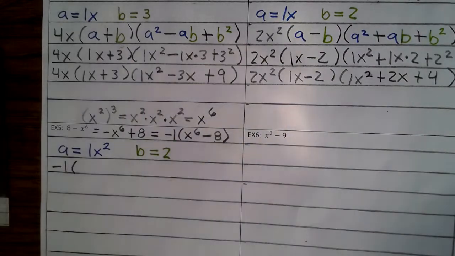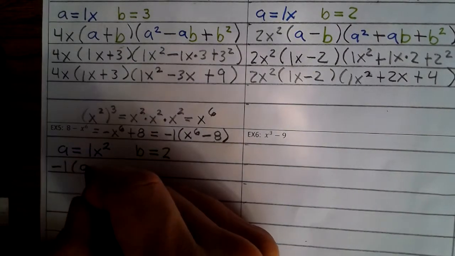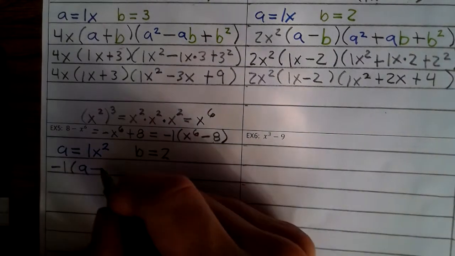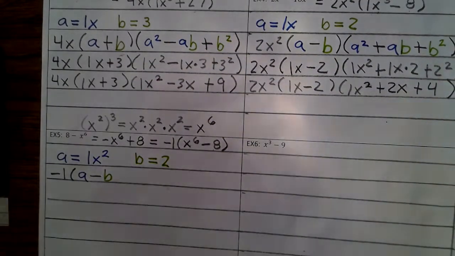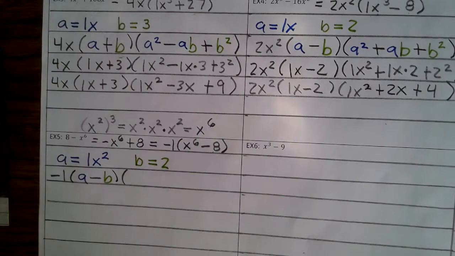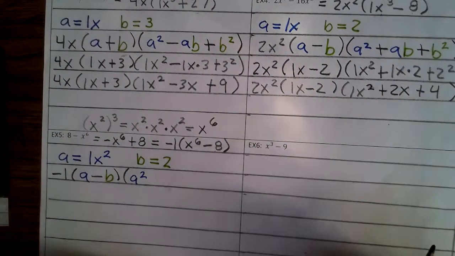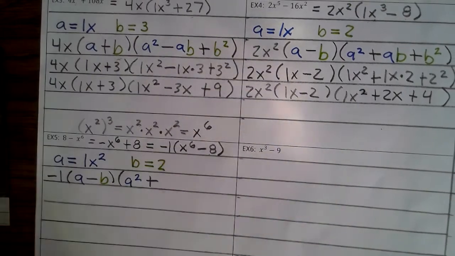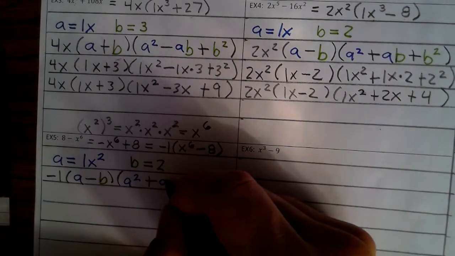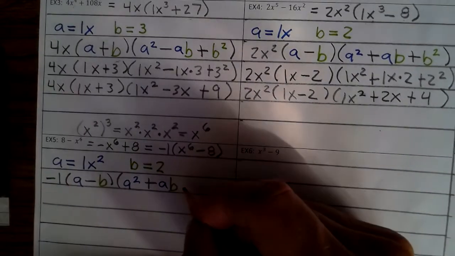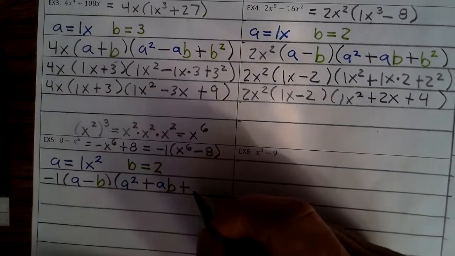So that is a minus b, parentheses, a squared plus ab plus b squared.